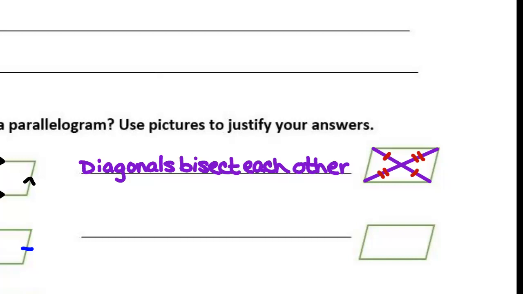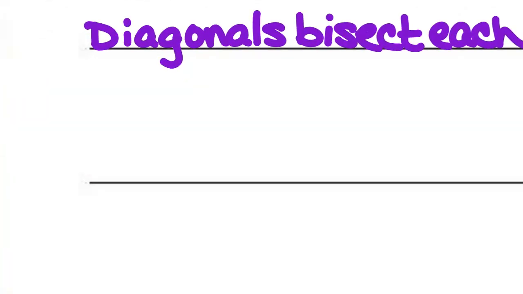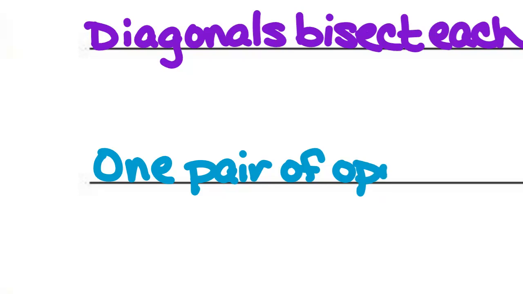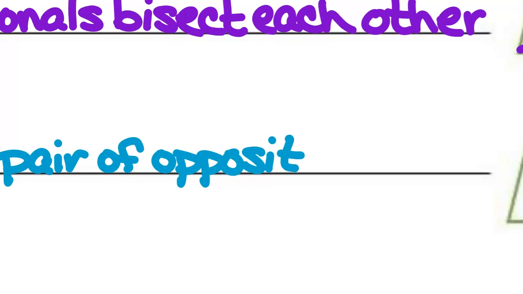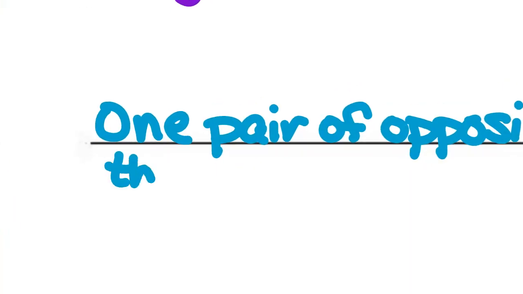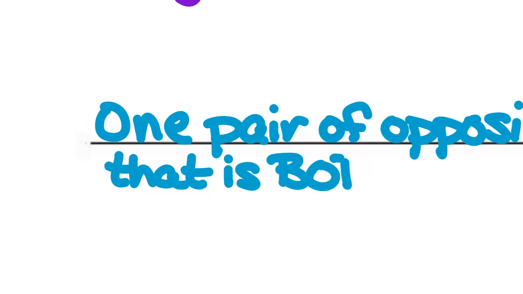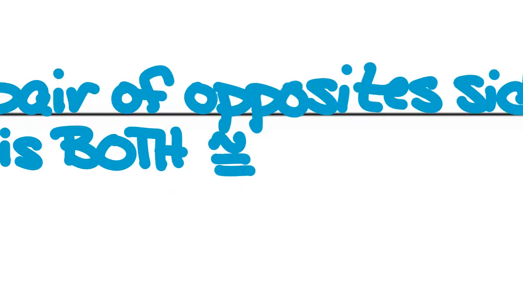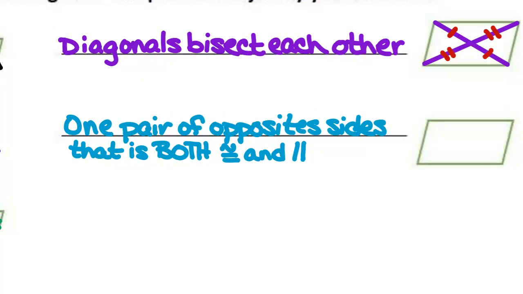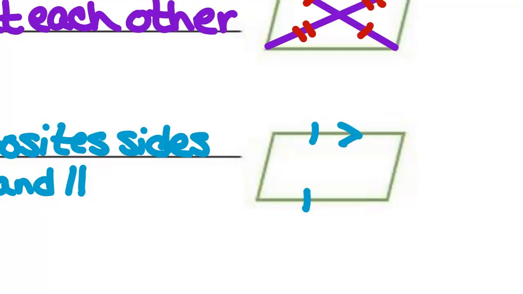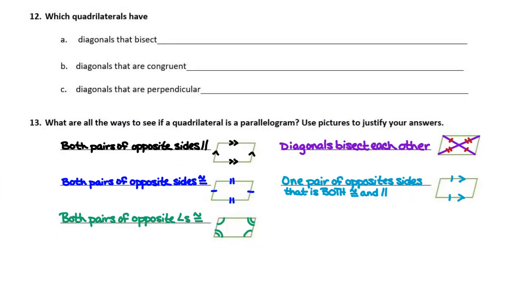And then the very last way that I could know if a quadrilateral is a parallelogram is if I have one pair of opposite sides that is both congruent and parallel, then it's a parallelogram. So if I know that the top is congruent to the bottom, and I know the top is parallel to the bottom, then it's a parallelogram. Or I could know the same thing about the left and the right if I know the left is parallel to the right and that the left is congruent to the right. But it has to be the same pair of sides that is both congruent and parallel.